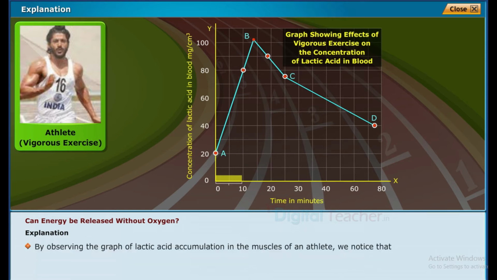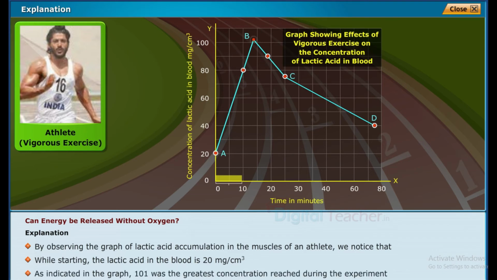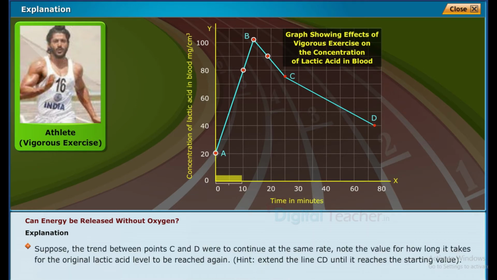By observing the graph of lactic acid accumulation in the muscles of an athlete, we notice that at the start, the lactic acid in the blood is 20 milligrams per cubic centimeter. As indicated in the graph, 101 was the greatest concentration reached during the experiment. Suppose the trend between points C and D were to continue at the same rate. Note how long it takes for the original lactic acid level to be reached again. Hint: extend the line CD until it reaches the starting value.